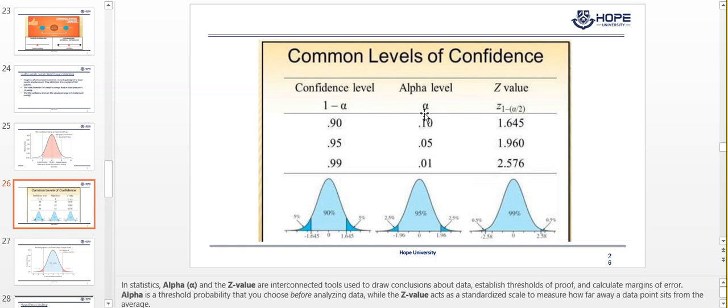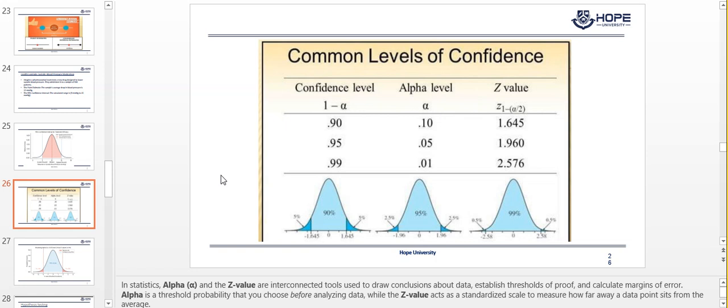For the 90% level, the Z score is 1.645. At 95%, the Z score is 1.96. At 99%, the Z score is 2.576. Each level is a comparison of confidence level, alpha level, and Z score.